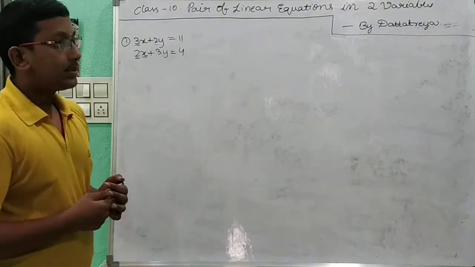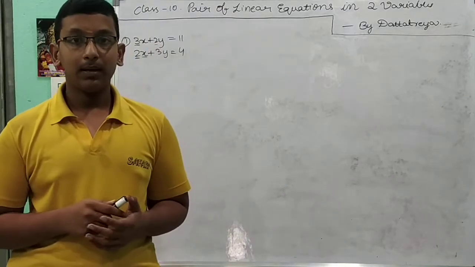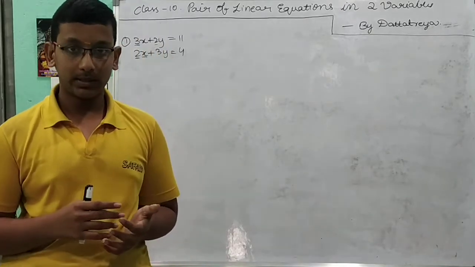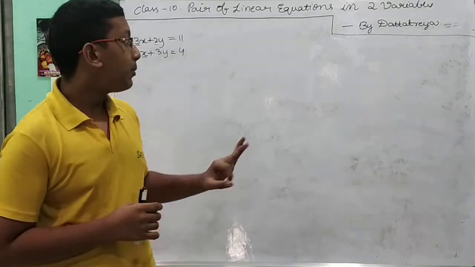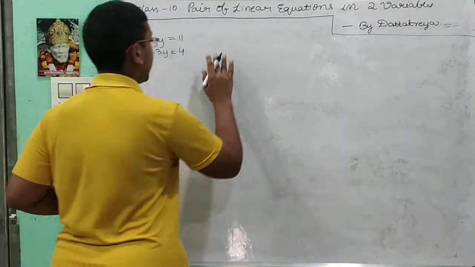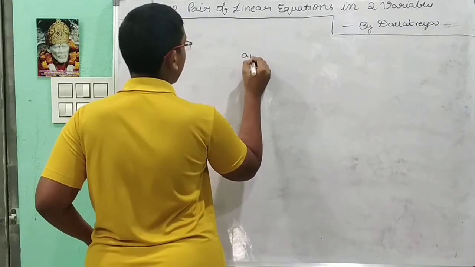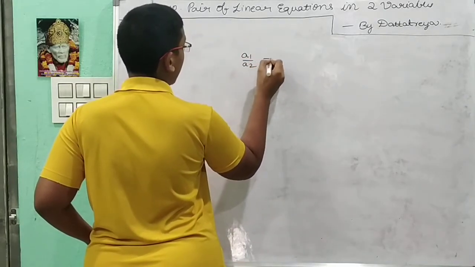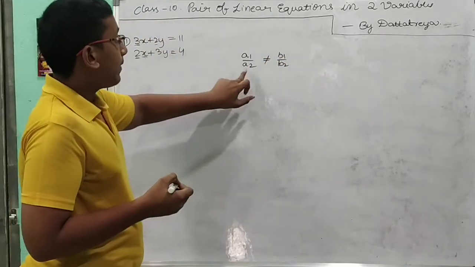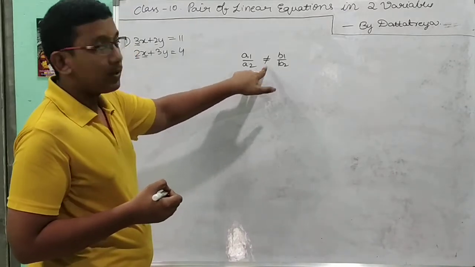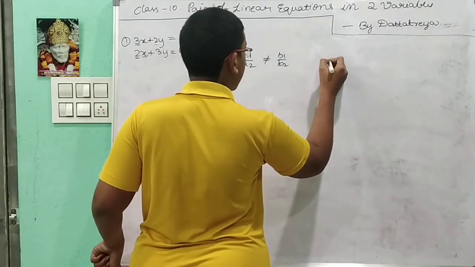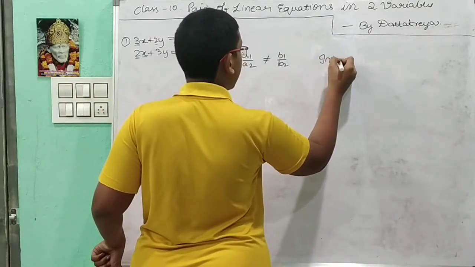First of all, we should learn in this chapter three ratios with algebraic interpretations and graphical representations. We have three ratios. I am going to write them beside the problem so you can easily understand. Our first ratio is A1 by A2 not equal to B1 by B2. If A1 by A2 is not equal to B1 by B2 in the first ratio, its graphical representation is that they will intersect.